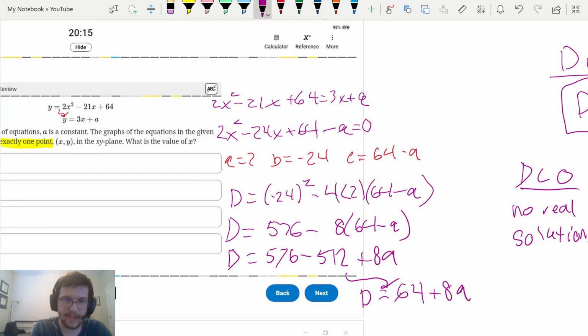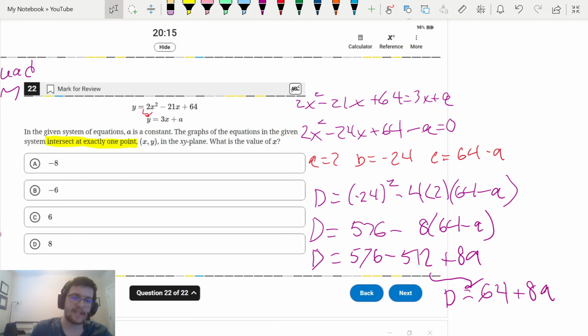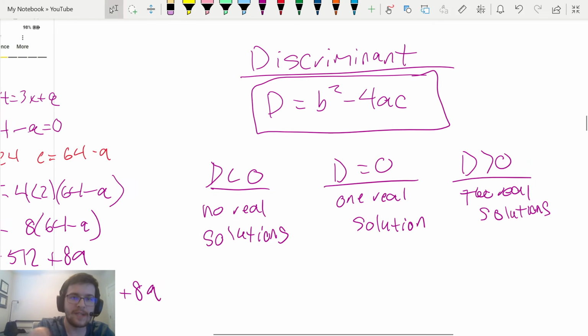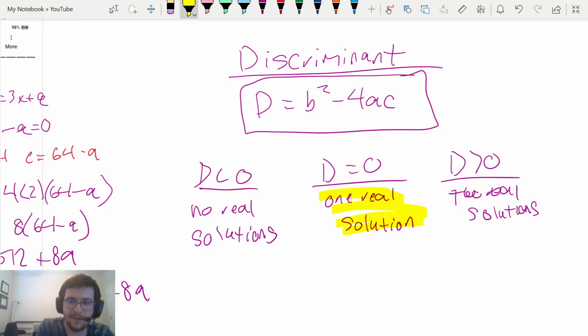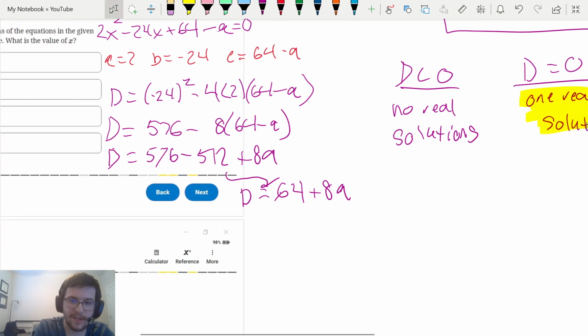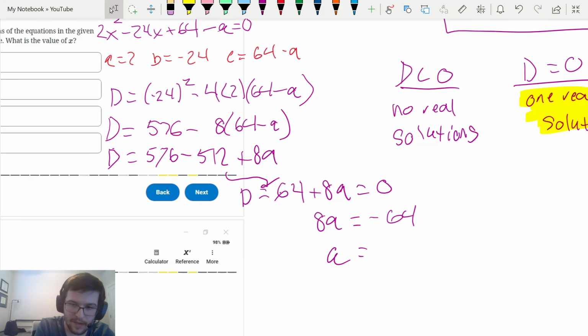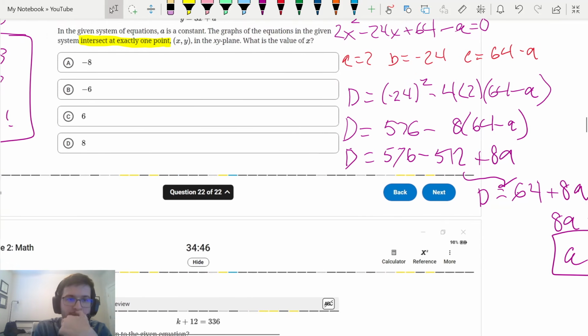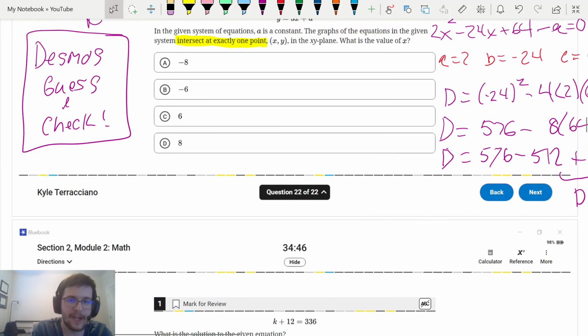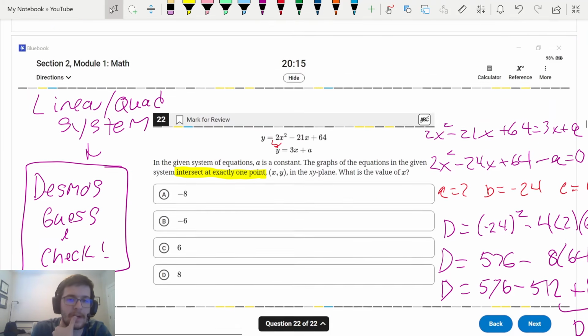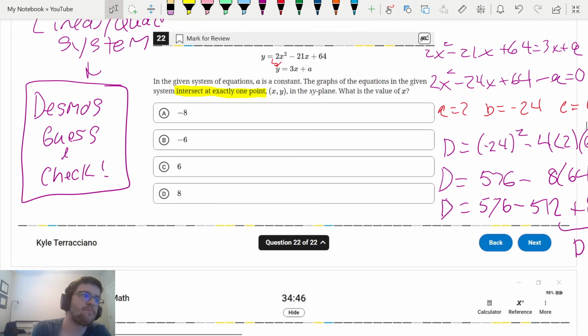And now it says it intersects at exactly 1 point. That means that it has one real solution, okay? So that means the discriminant is equal to 0, as the table suggests. So we get 8a equals negative 64. So a equals negative 8. Okay, so now like everybody and their mother, myself included, would have put negative 8 as the answer. But it's not the answer.